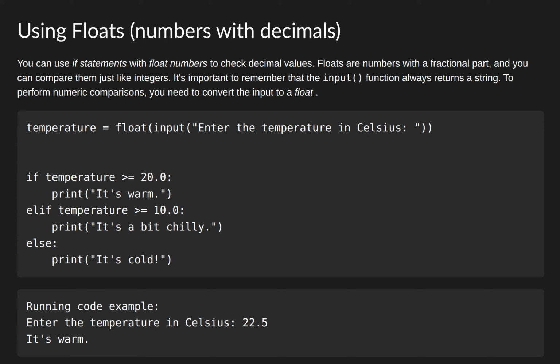In this example, entering 22.5 as the temperature produces the output, "It's warm." This confirms that the condition for temperatures of 20 and above is met, and the correct message is displayed.